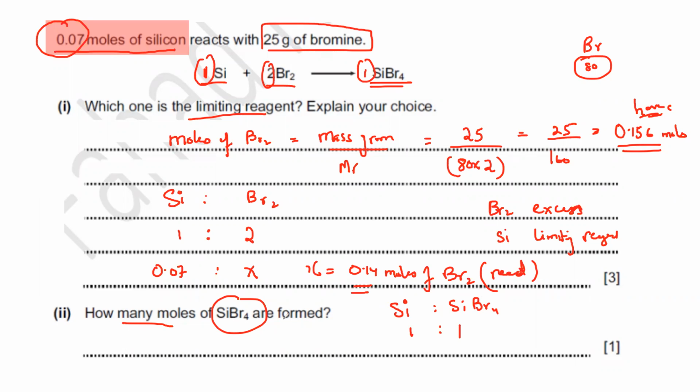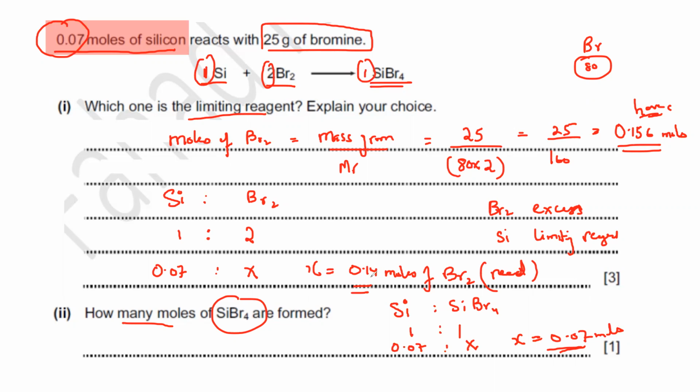1:1. And in the question, how many moles of silicon are there? We have 0.07 moles. So how many moles of silicon tetrabromide will there be? X. We cross multiply, and we get 0.07 moles of silicon tetrabromide.